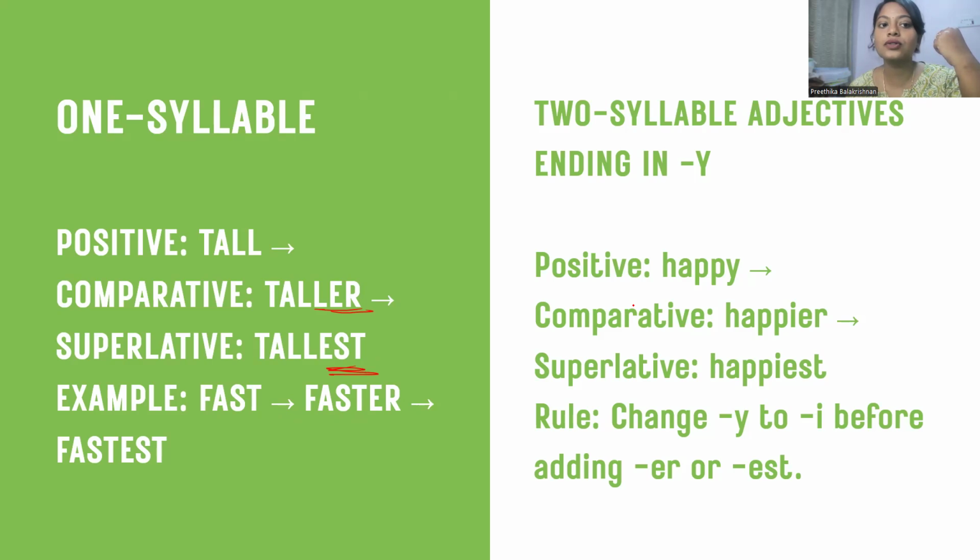That is monosyllabic, or it is also called the vowel sound. When it comes to two-syllable adjectives, they end with Y. Positive: happy; comparative: happier; superlative: happiest. The rule is that the Y changes to I, and ER changes to EST. Okay, this is two syllables.